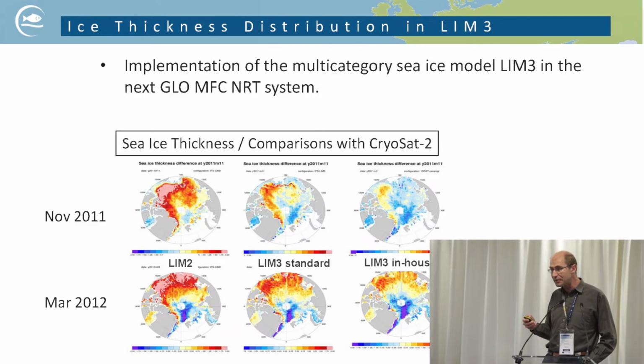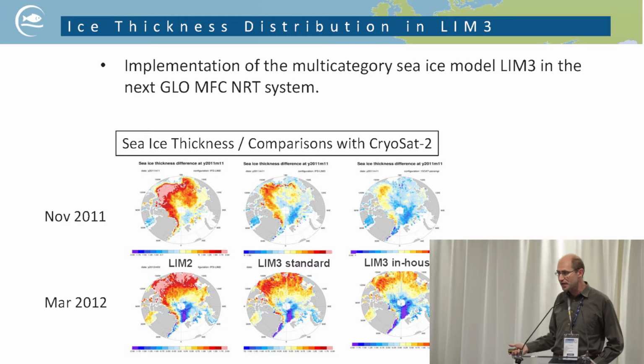when going from LIM2, which has no ice thickness distribution, to LIM3, the deviations of ice thickness are much smaller. And then with further tuning of the many parameters of the CS model, you can obtain a further reduction of ice thickness errors. So that's a quite critical step, to do the tuning of the model correctly.